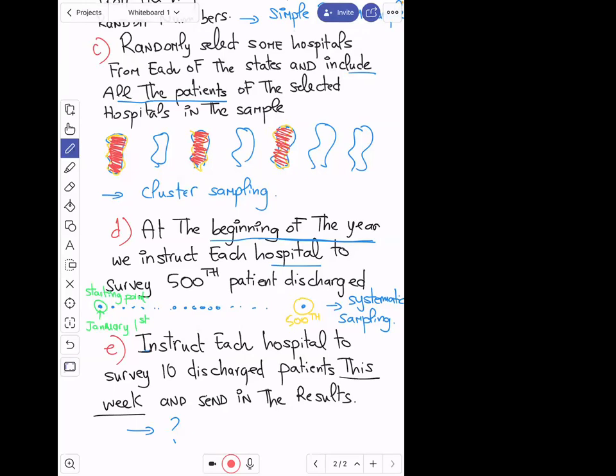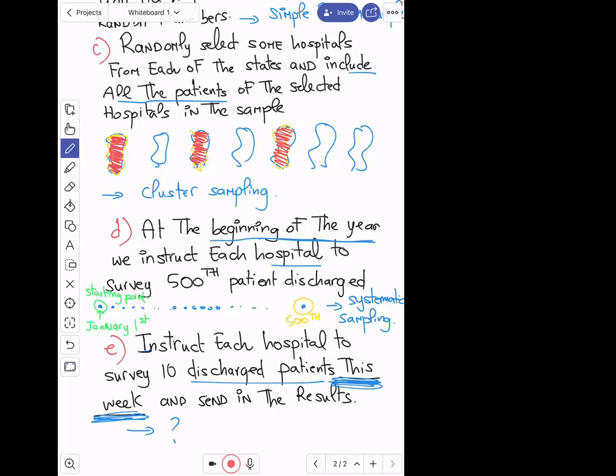So the question is, is it a simple random sample or convenience sampling? Well, this is not really a simple random sample because not all the patients have an equal chance of being selected. We are interested in the patients discharged this week, not all the patients in the hospital. It's not for the whole year, just this week, and so it's a convenience sampling in this case.